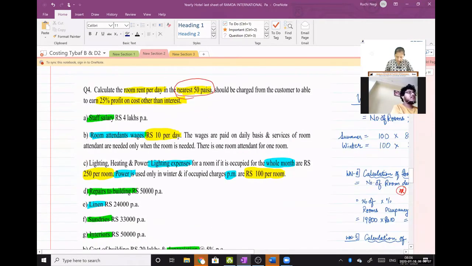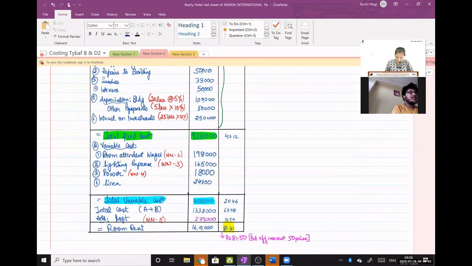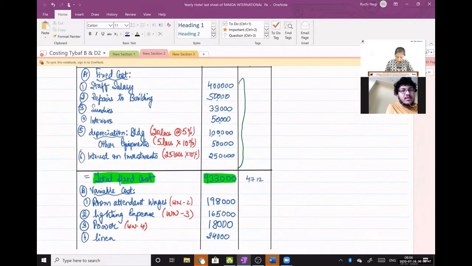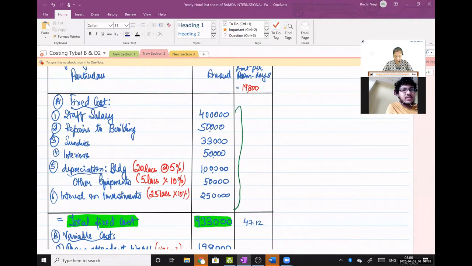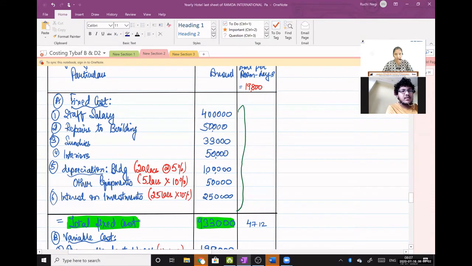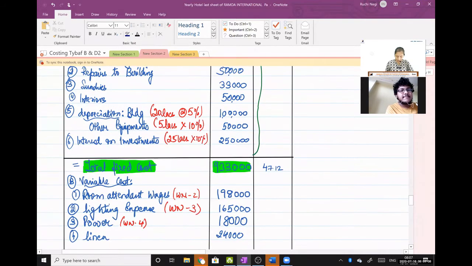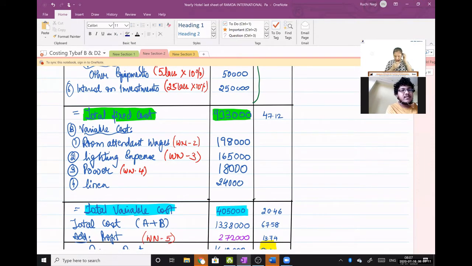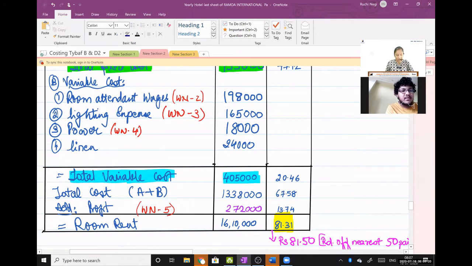Yeah, we had discussed this question and I was about to tell you the final answer of it. Did you get this answer? Just check. Room days we had calculated. Just cross verify. Total fixed cost 9,33,000. Total variable 4,05,000. And this is the final answer, 81.31.